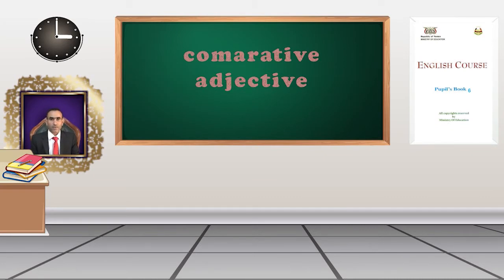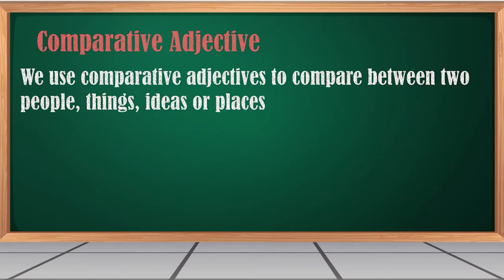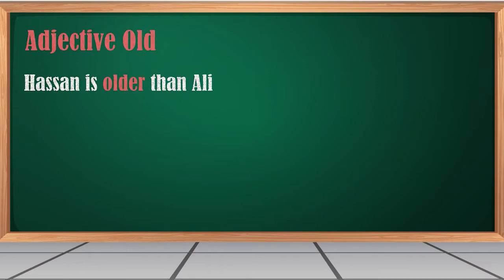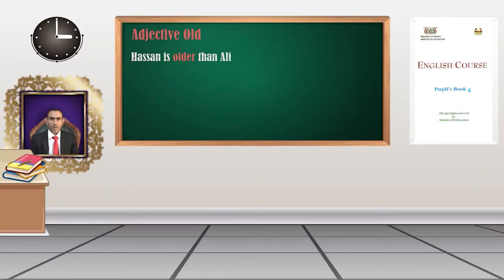So, what do you mean by comparative adjectives? Comparative adjectives, we use them to compare between two people, two things, two ideas, two places. For example, let's start with the adjective old. Hassan is older than Ali. Older. It's a comparative adjective. Compare between Hassan and Ali. So you say Hassan is older than Ali.